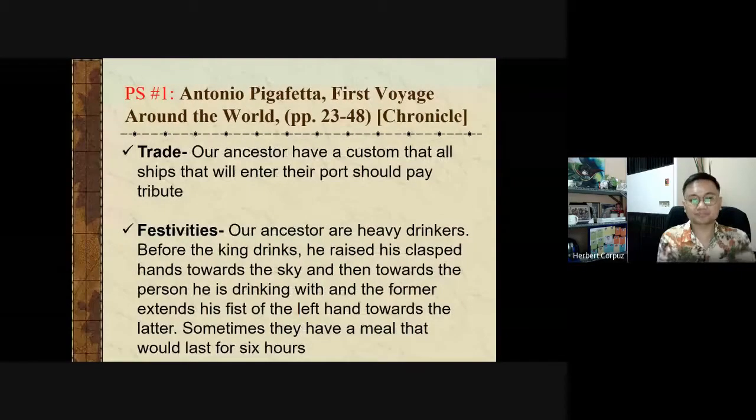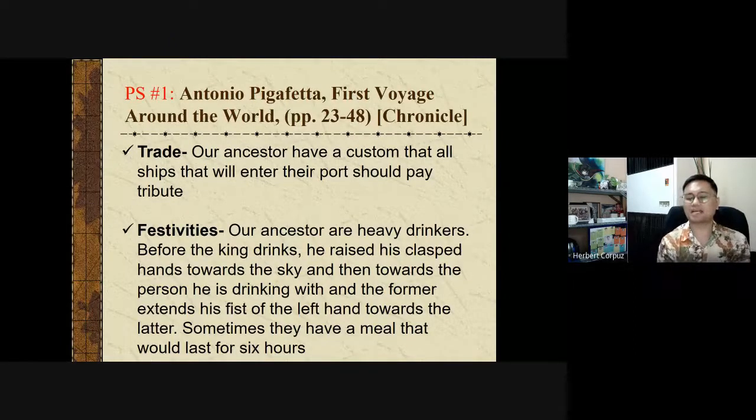Okay. Then on trade, our ancestors had a custom that all ships that enter their port should pay tribute. So it means tax had already been collected during those times. Ito yung tinatawag nating tribute. So kapag pumasok ang isang barko, isang balangay, sa Pilipinas, dapat magbabayad ito ng karampatang tribute o karampatang buwis. And this is why we say that prior to the coming of Spain in the Philippines, we already had early trade with our Asian neighbors.